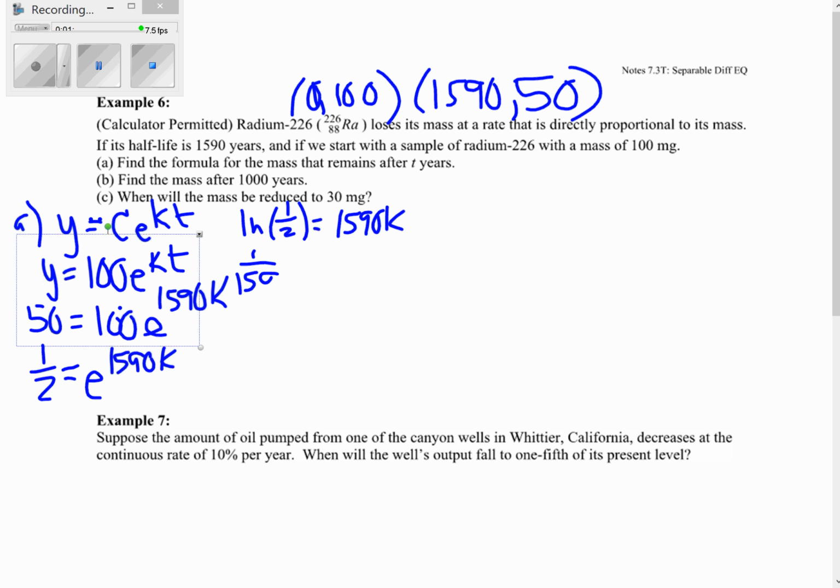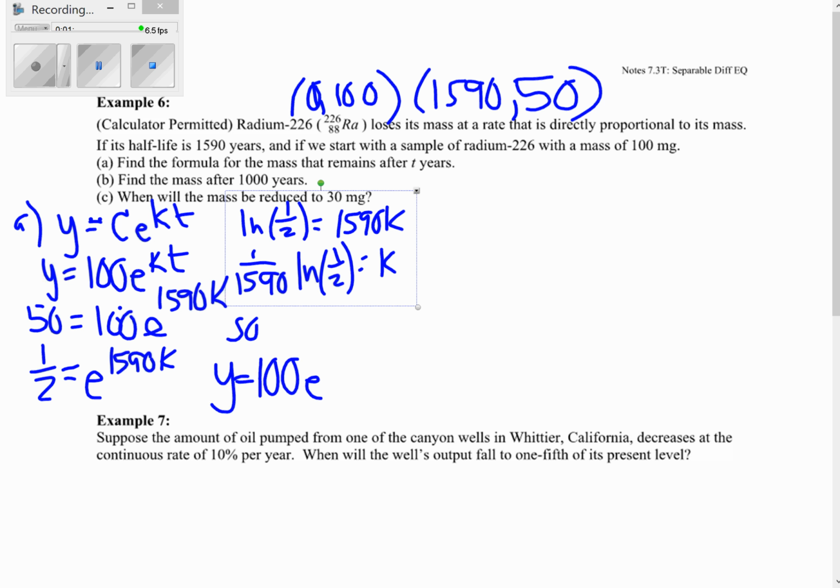1 over 1590 ln of 1/2 equals k, and there are numerous ways that I can rewrite this. For right now, I'm not going to, though. So then our last thing is y equals 100 e to the, I'll just write it like this. It's not too bad. There we go. That is our formula.